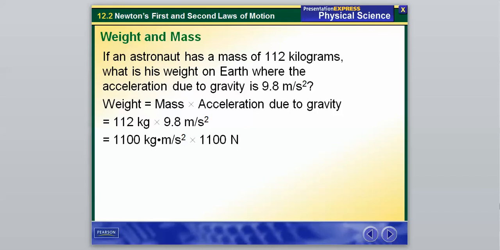A quick example: if an astronaut has a mass of 112 kilograms, what is his weight on Earth, where the acceleration due to gravity is 9.8 meters per second squared? We just do weight equals mass times acceleration: 112 kilograms times 9.8 meters per second squared. We get kilograms times meters per second squared, and we know that is in newtons. So it's about 1,100 newtons.